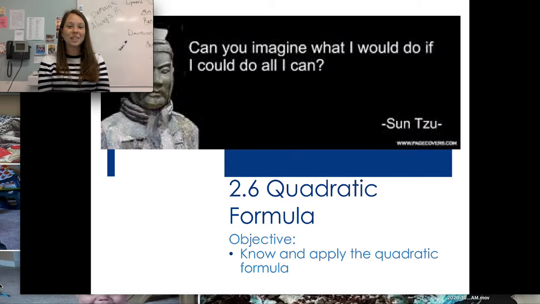Hi ladies and gentlemen, so we're taking a look at 2.6 today, the quadratic formula. So we've talked about three methods for solving quadratic functions, and now this is going to be our final method, the quadratic formula.